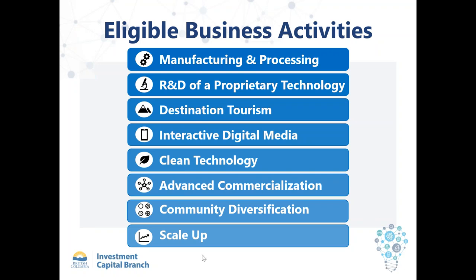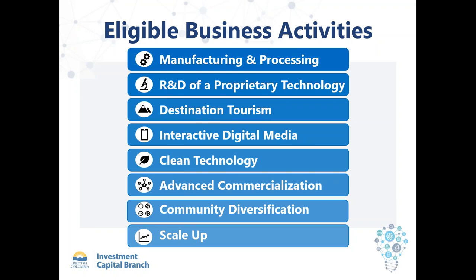The next one is something called advanced commercialization. This is companies that are using all the products or the services of other companies. This category is only available for companies that are located outside of Metro Vancouver or the Capital Regional District. So if you, I'll give you an example. So if you go online and you're shopping for something online and you go away and then when you go back to your computer, you see some ads for something similar to what you were looking for.